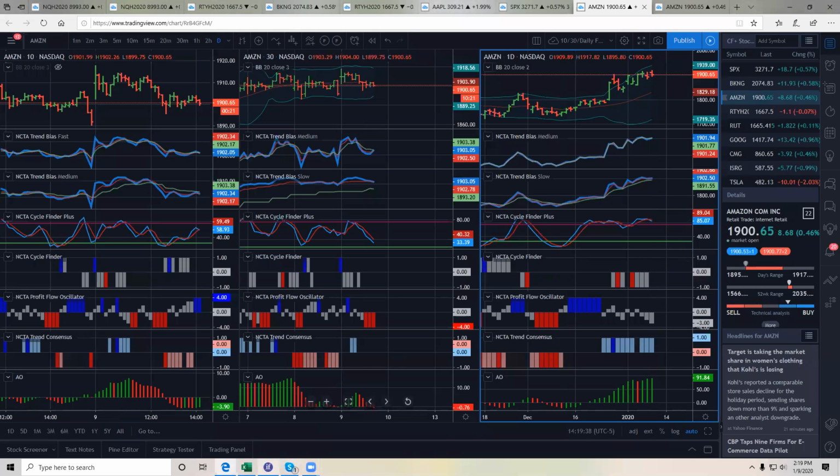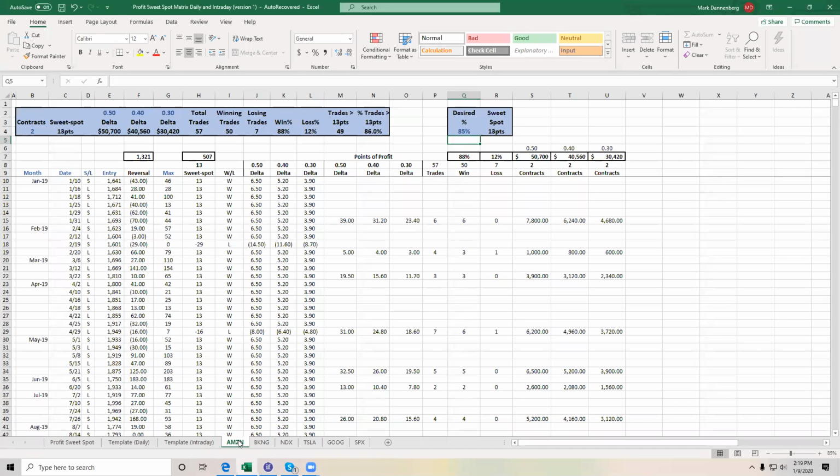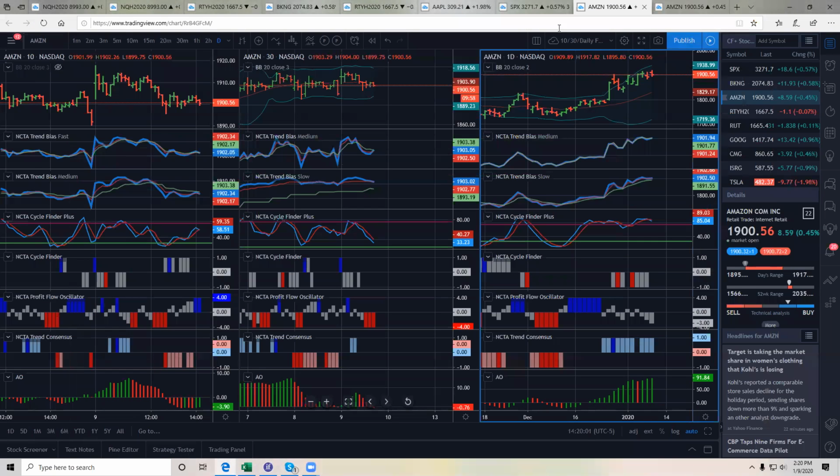Amazon is one of the stocks that we have done an extensive amount of research on, so I was confident taking the daily trade because I knew what my sweet spot target was, and I knew what my desired percentage win rate is, 85% win rate on those trades, and that's all based on historical data from 2019. So just wanted to stop in and share that with you, and I hope that is very helpful for all of you.